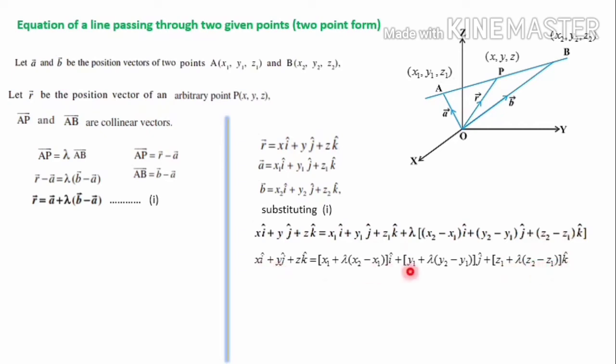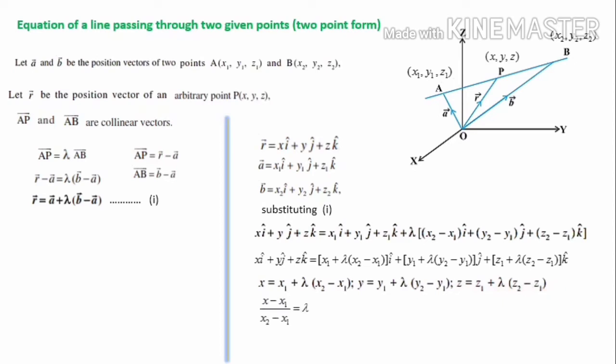Now two vectors are equal in the sense their components are equal. That is, from here x we can calculate: x is equal to, here i component is x1 plus lambda into x2 minus x1, and y, j component is y1 plus lambda into y2 minus y1. They are equal. And also here z, k component is z, and here k component is z1 plus lambda into z2 minus z1.